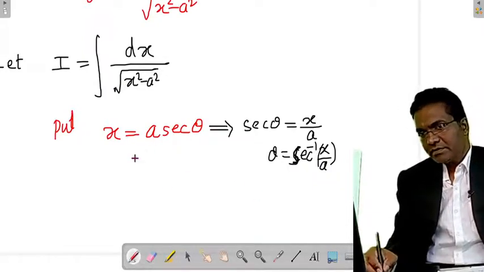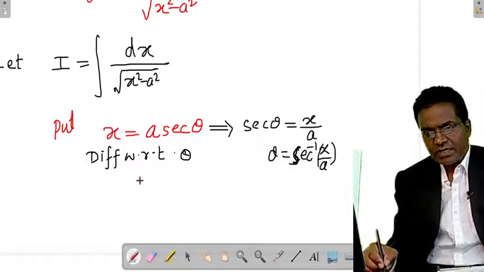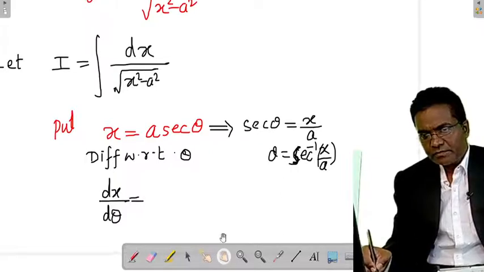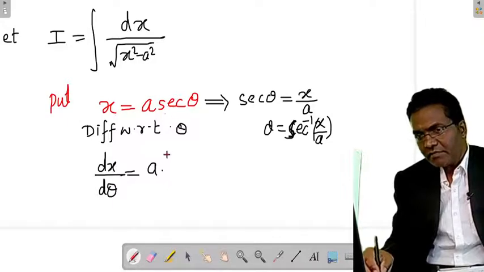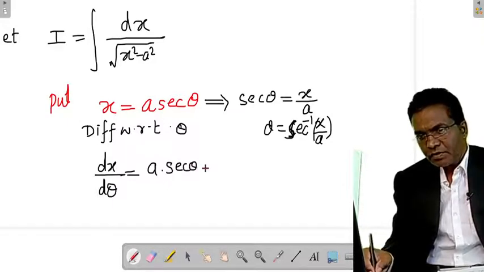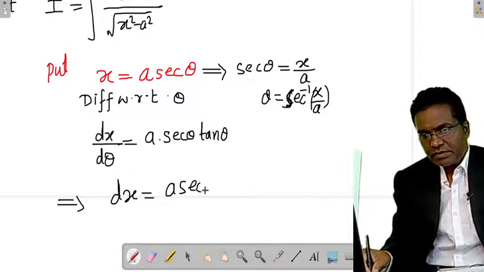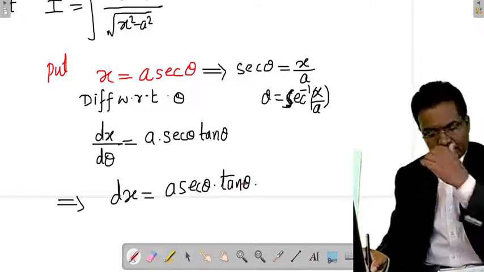Okay, so now differentiate this with respect to theta. So dx by d theta is equal to a as it is, and the derivative of sec is sec into tan, so sec theta into tan theta. So from this we can obtain the value of dx. So dx is a sec theta into tan theta d theta.